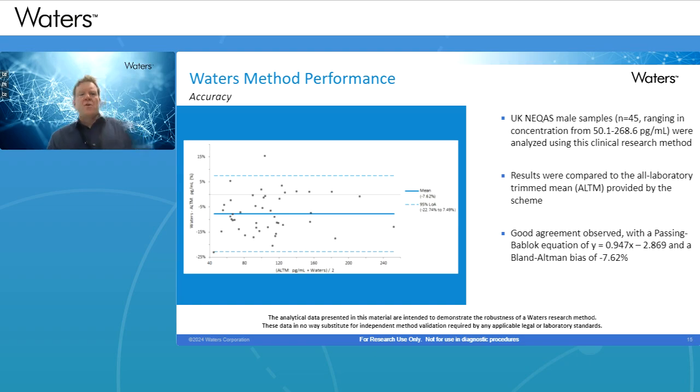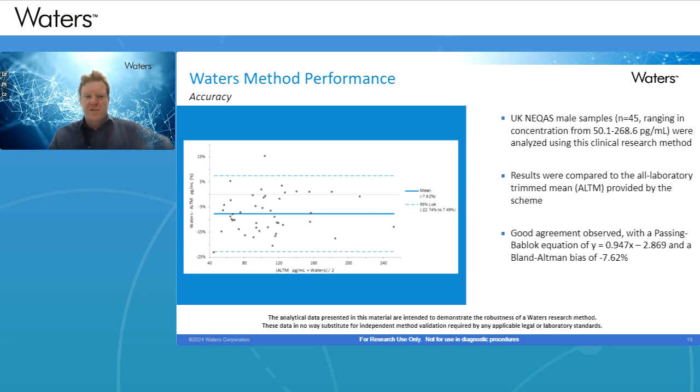Finally, in this method performance section, we come to a discussion on accuracy. Niquas, based in Birmingham here in the United Kingdom, provided 45 male serum samples, and these range in concentration from around 50 to 270 picograms per milliliter. The samples were analysed using this clinical research method over several days, and results compared to the all-laboratory trimmed mean, that's the ALTM, provided by Niquas.